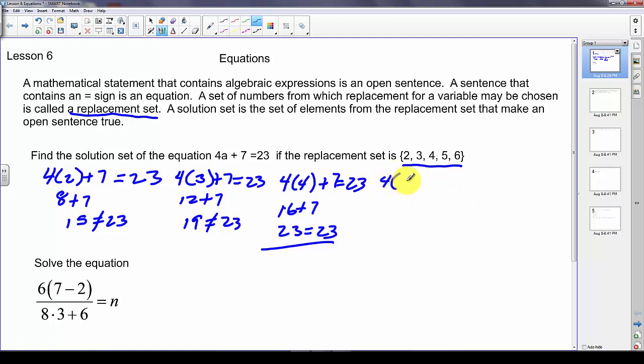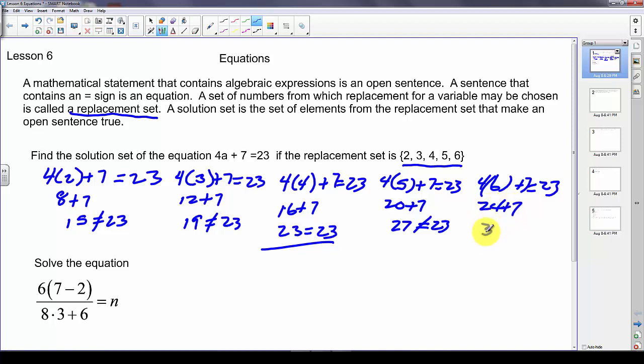4 times 5 plus 7 should equal 23, which we know is 20 plus 7, or 27, which we know doesn't equal 23. And finally, 4 times 6 plus 7 should equal 23, which we know is 24 plus 7, or 31, which we know does not equal 23. So our solution to this problem is 4.